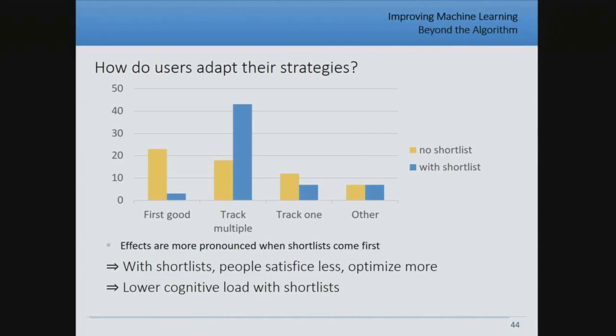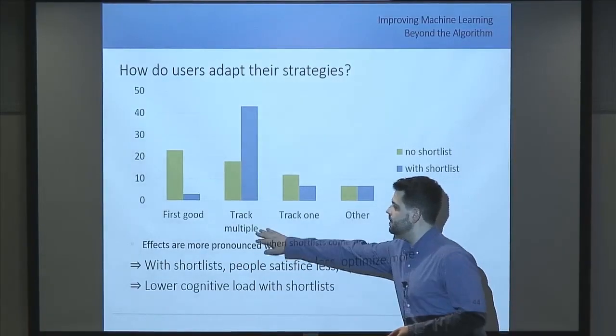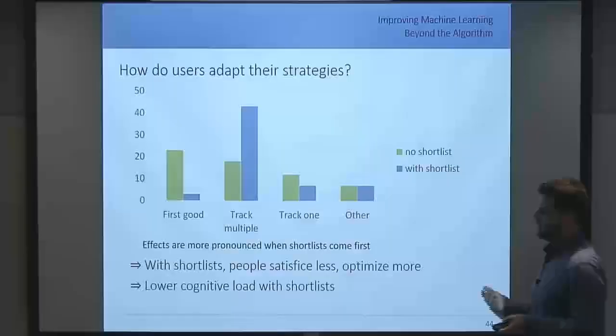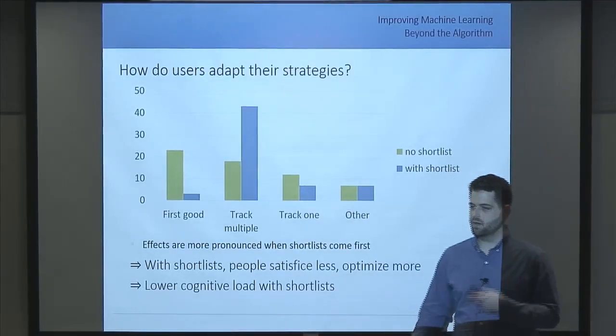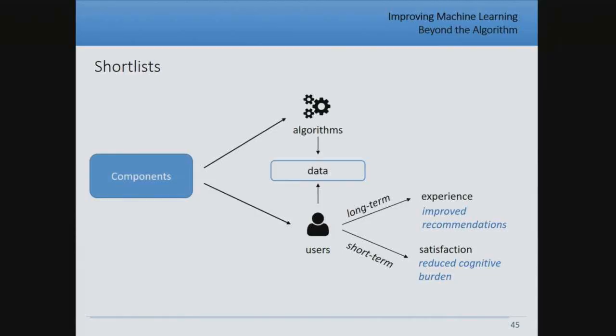Now, when you give them the shortlist, then most people switch to the optimizing strategy. So with shortlist, they satisfice much less and they optimize more. So you can really influence by the interface how people interact. And moreover, in their statements, people reported that they had lower cognitive load. It was easier to keep track of things with shortlists.